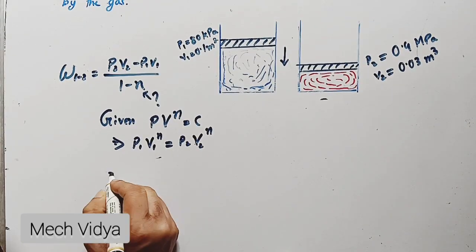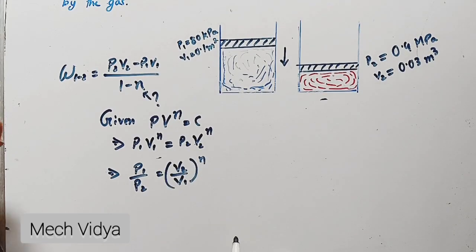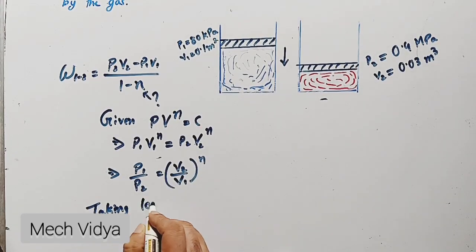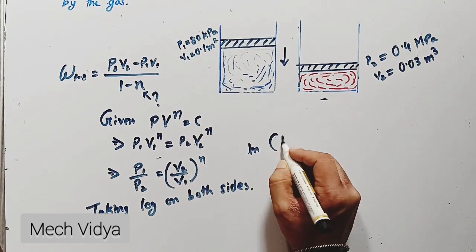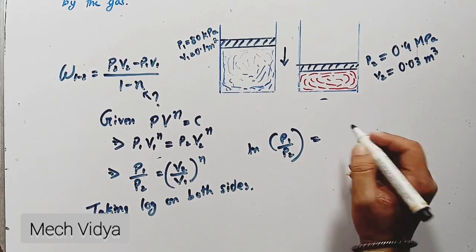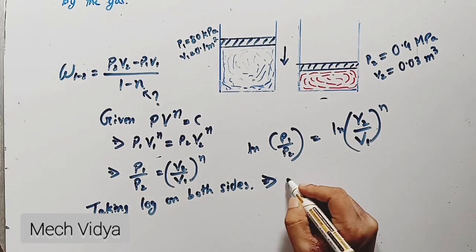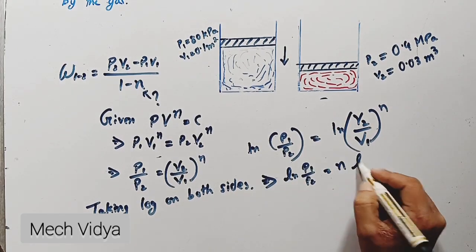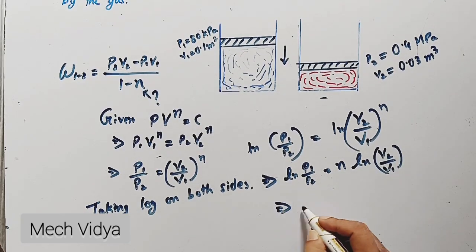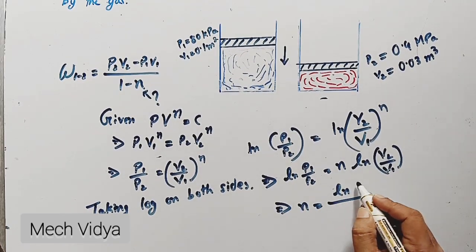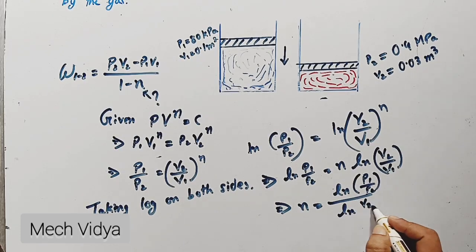So let me show you how to find out. So we can write this as P1 divided by P2 is equal to V2 by V1 to the power n. Now taking log on both sides, we will get ln P1 by P2 is equal to ln of V2 by V1 whole to the power n. So ln P1 by P2 can be written as n ln V2 by V1. Okay, so taking everything on the other side, n can be written as n is equal to ln P1 by P2 divided by ln V2 by V1.